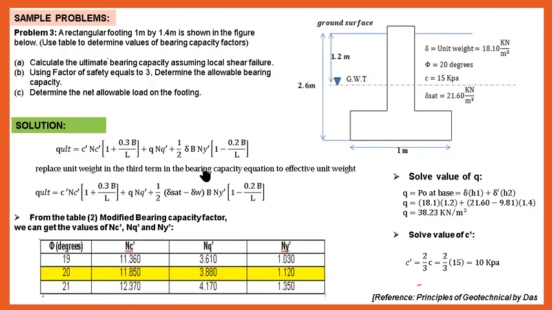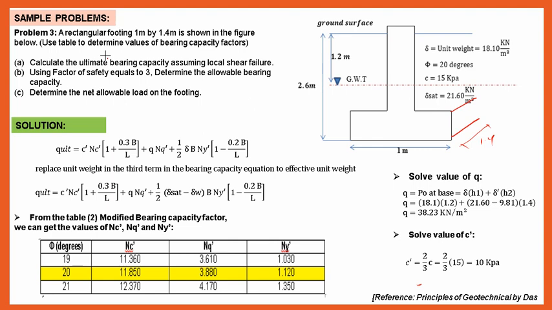So, we have here the last example. So, for problem 3, a rectangular footing. So, rectangular yung footing natin, 1 meter by 1.4. So, yung width natin is 1 meter. And then, yung 1.4, pag ganun siya. So, pag ito yung footing natin. So, pag ganun yung 1.4 natin.